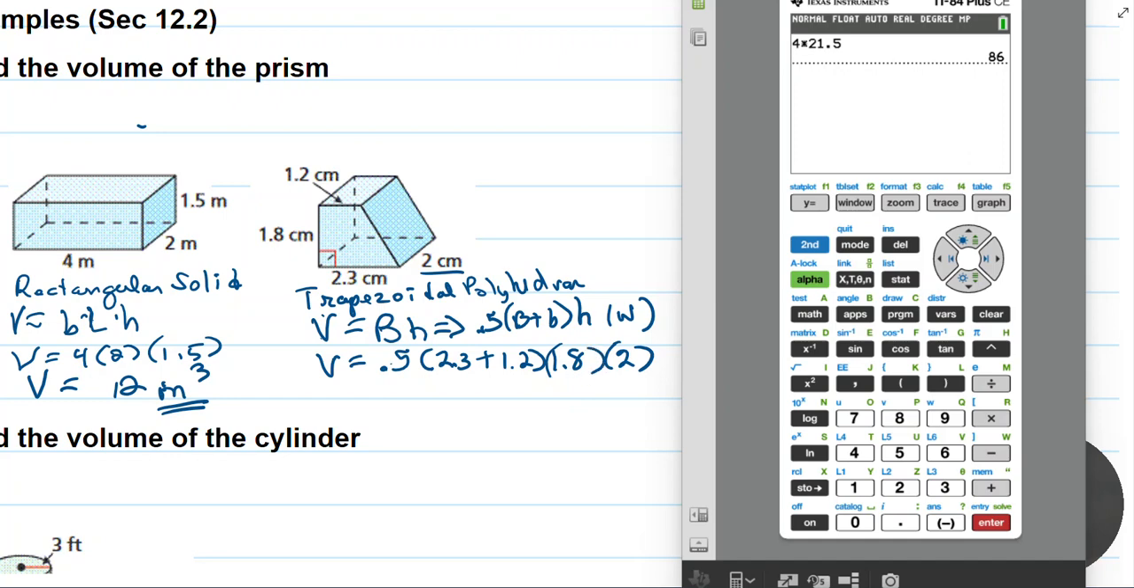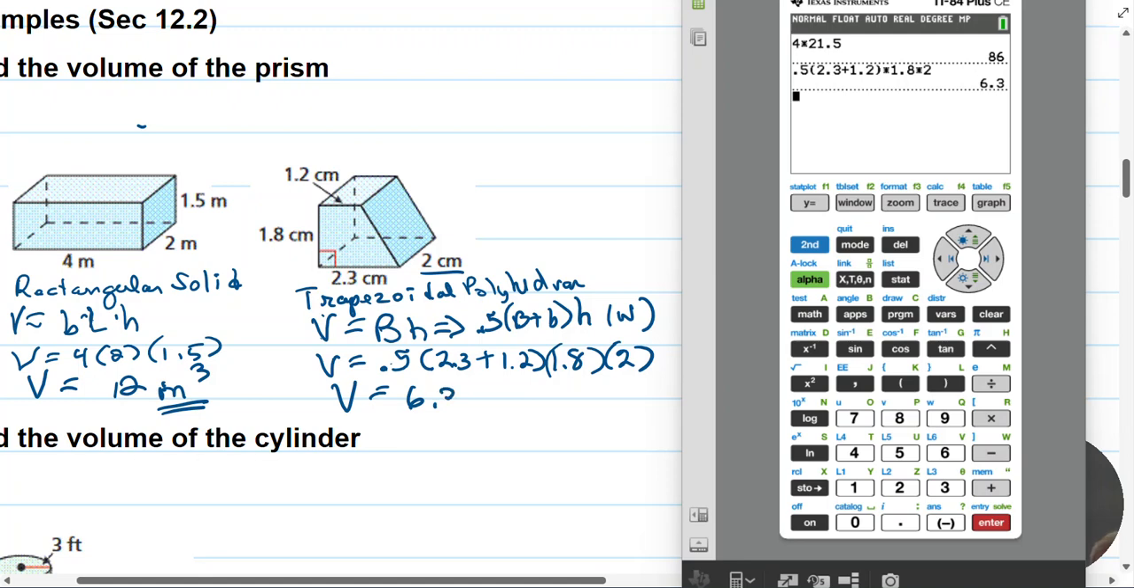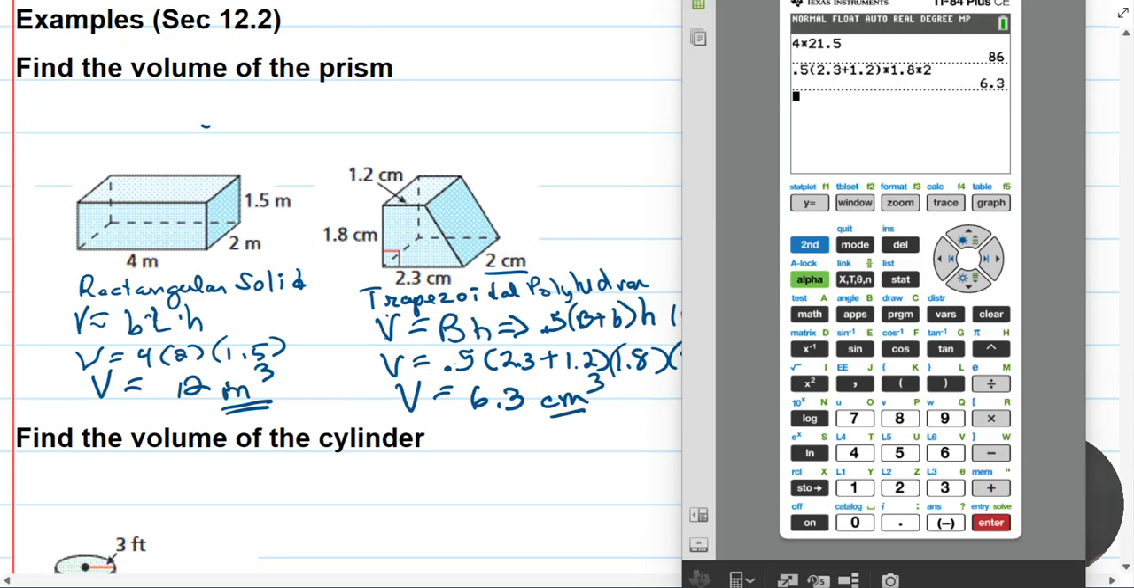Okay, that's what we have. And I'll be careful on that. 0.5 parenthesis 2.3 plus 1.2 close parenthesis times 1.8 times 2. Bam. Got it. And this one is in centimeters cubed. Questions on that? Yes, it's on your sheet. Yeah, it's a 2.3. All right.